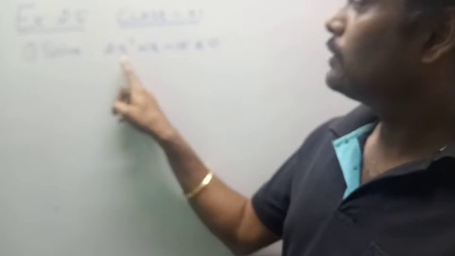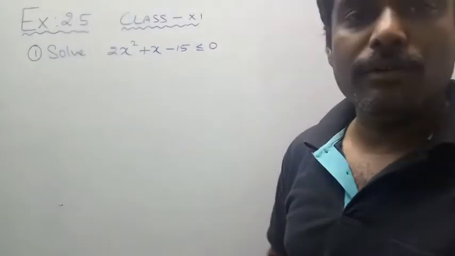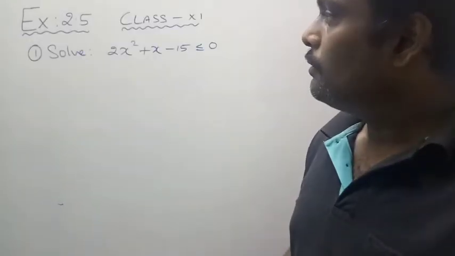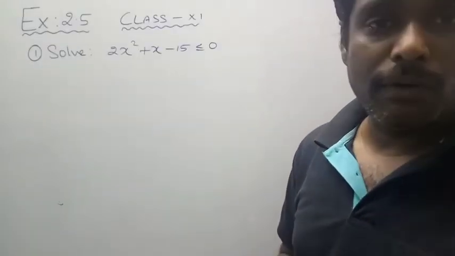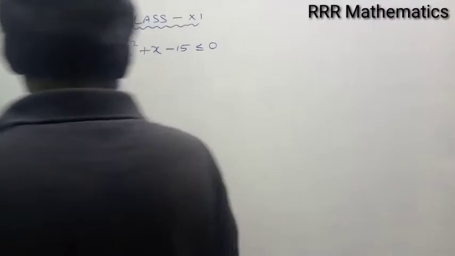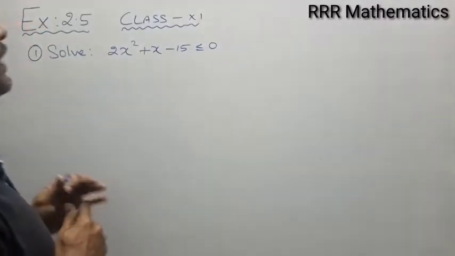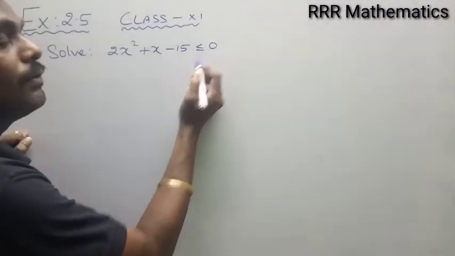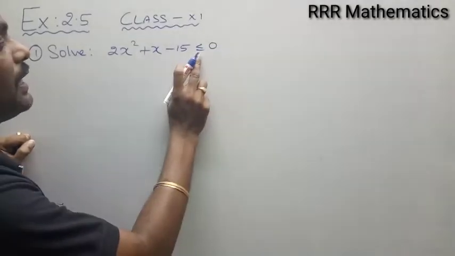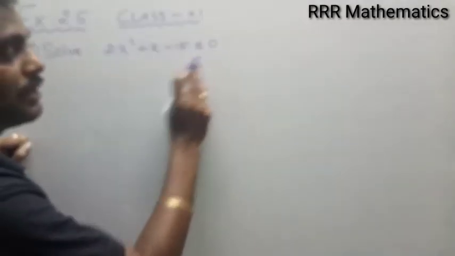Solve 2x² + x − 15 ≤ 0. Here we want to solve the inequality. This is the first time we are going to discuss how to solve an inequality. Everybody knows how to solve an equation, just like equal to 0 only. But in this case we have 2x² + x − 15 ≤ 0.